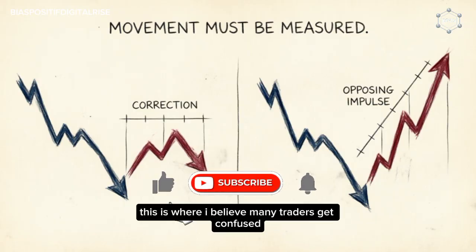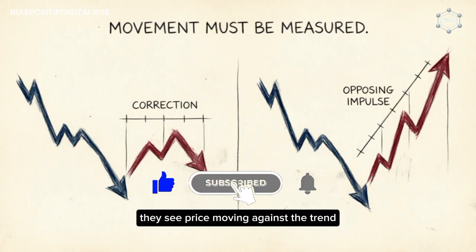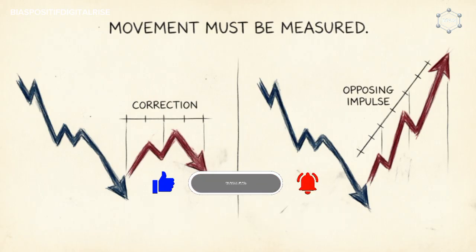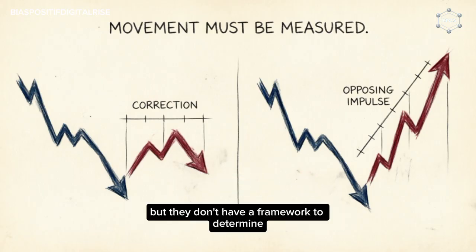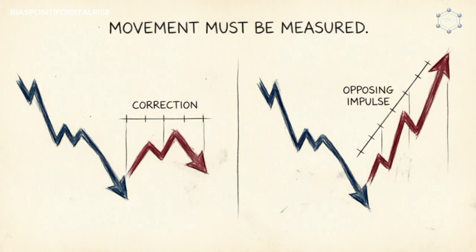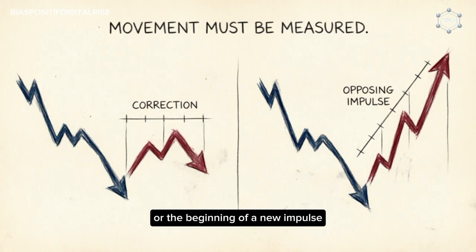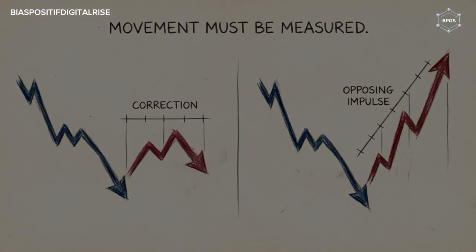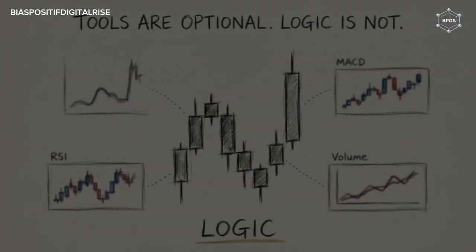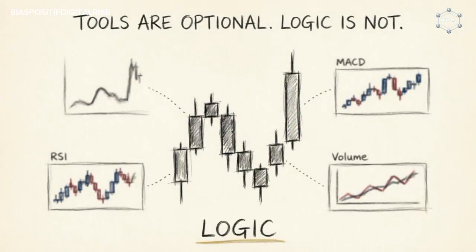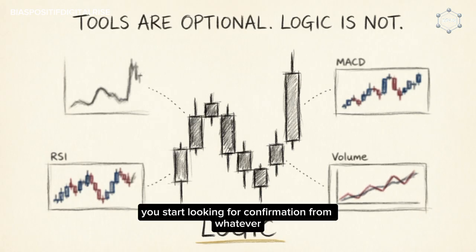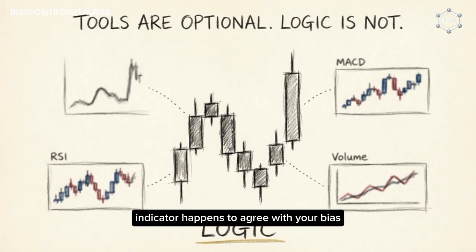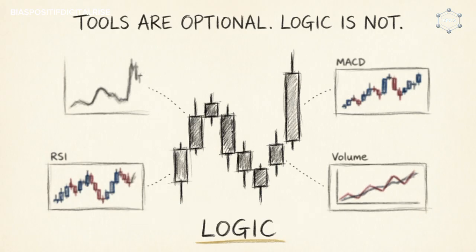This is where I believe many traders get confused. They see price moving against the trend, but they don't have a framework to determine whether that movement is a temporary correction or the beginning of a new impulse. And without that distinction, trading becomes a guessing game. You start predicting, you start assuming, you start looking for confirmation from whatever indicator happens to agree with your bias.